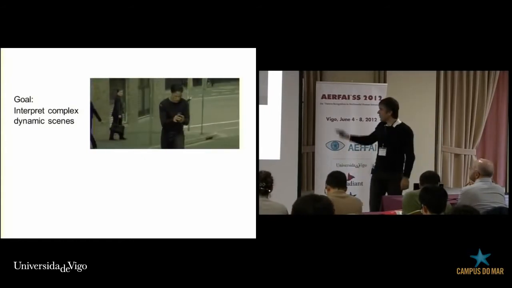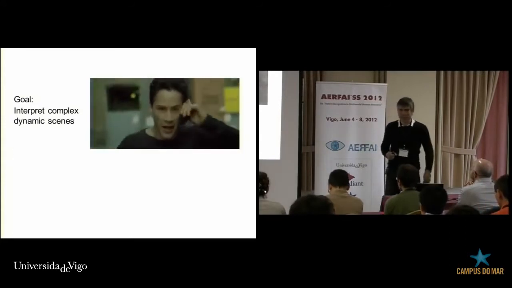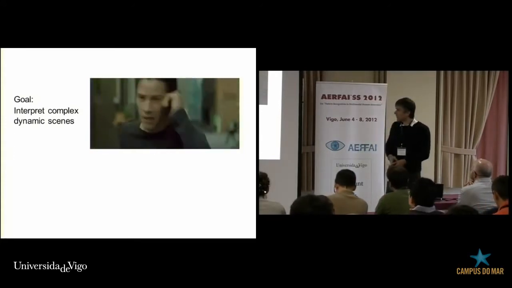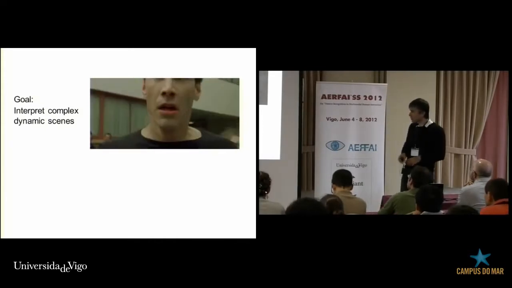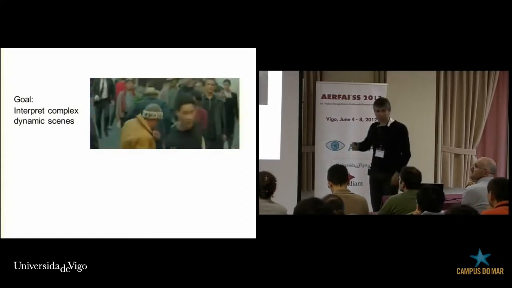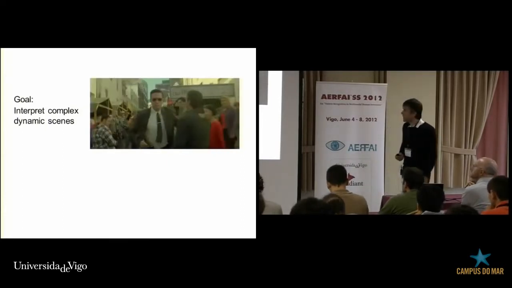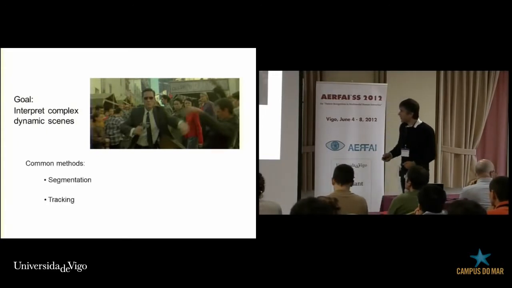So this is one of the dynamic scenes, and say we want to interpret this scene. I would say that the methods which we've seen before would have issues. It would be complicated to analyze such a dynamic scene because we have many problems. So what are the problems?